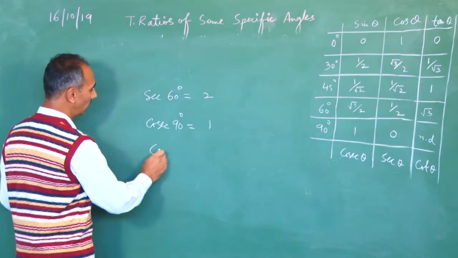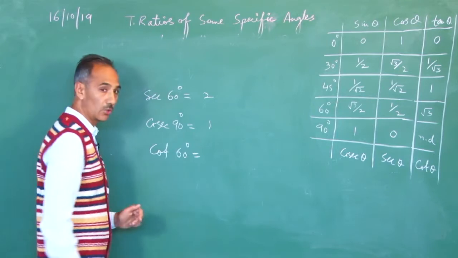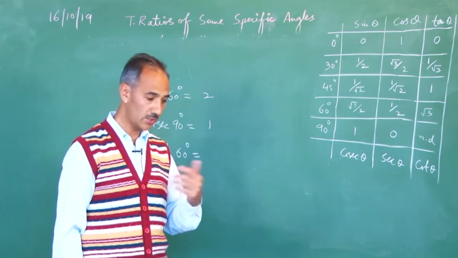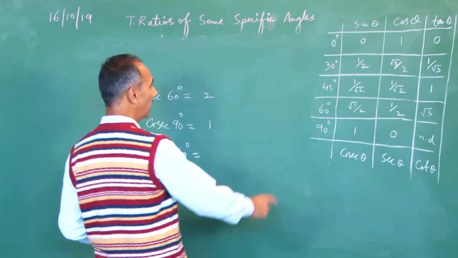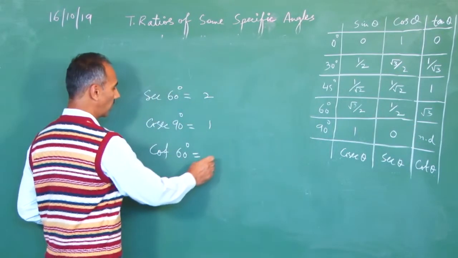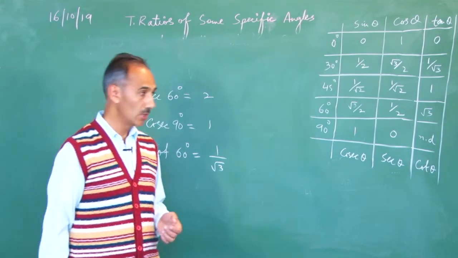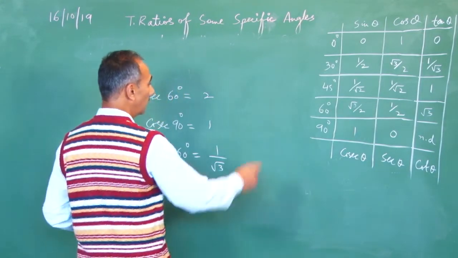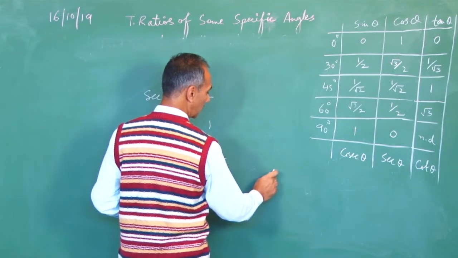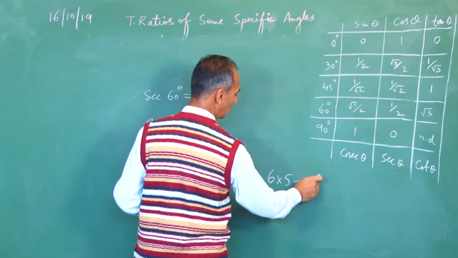Okay, what's the value of, for example, cot of 60 degrees? So for cot, I will go to tan. Tan 60 will help me. Tan 60 is square root 3. It's square root 3 by 1. So cot 60 will be its reciprocal, 1 upon square root 3. So that means you have 6 ratios and 5 angles. That means 6 into 5, 30 values.